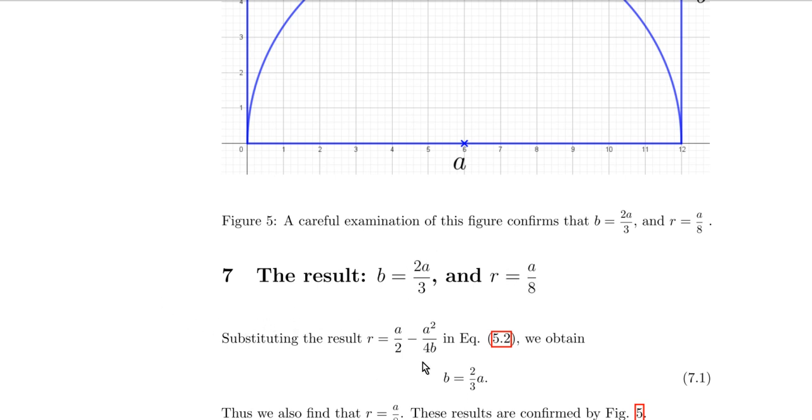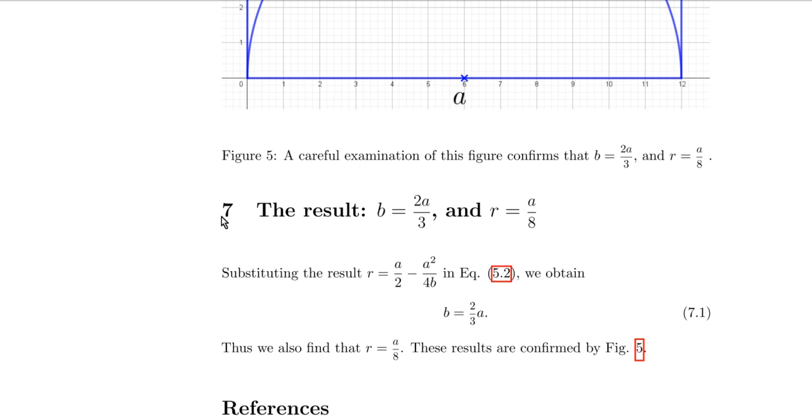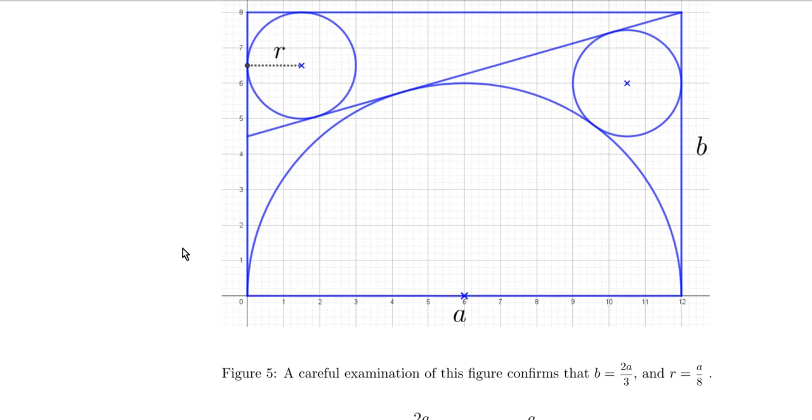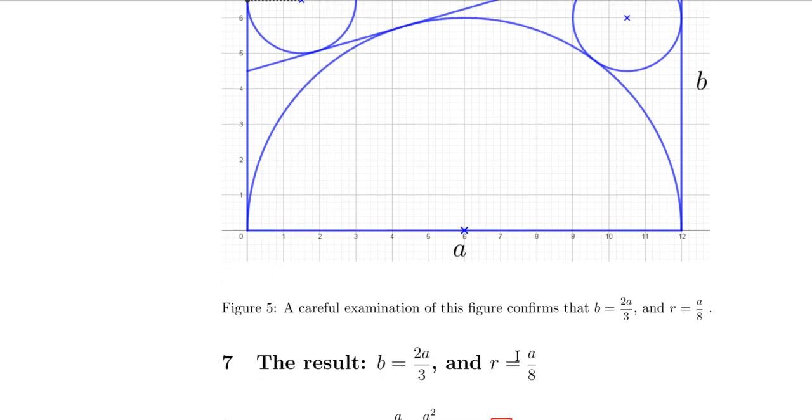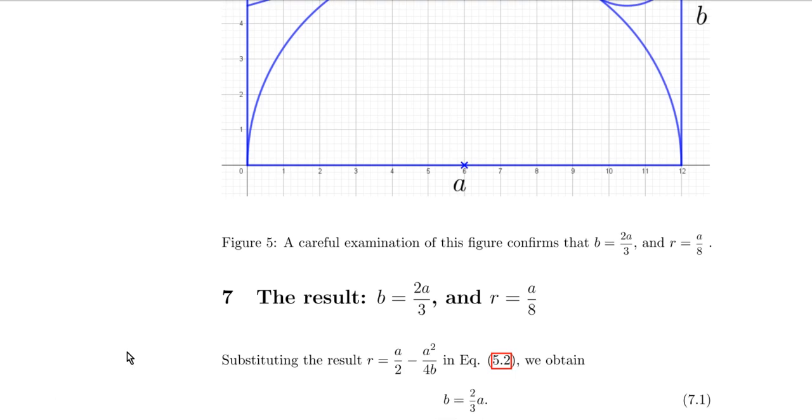Now, we can check that quite easily via a geometric algebra construction, and that's done here. Here, a is 12, and b we can see is 8. So b is indeed 2/3 of a. Also, r is 1.5, and a is 12, so r is indeed a over 8.